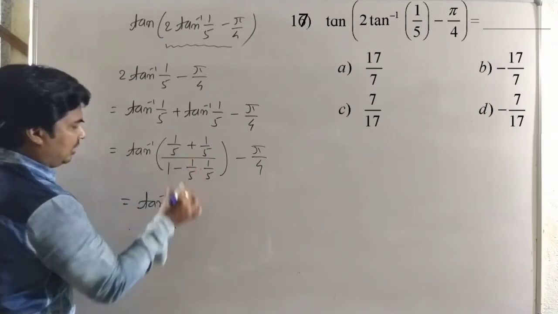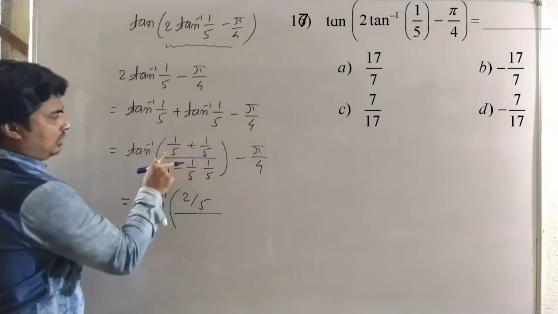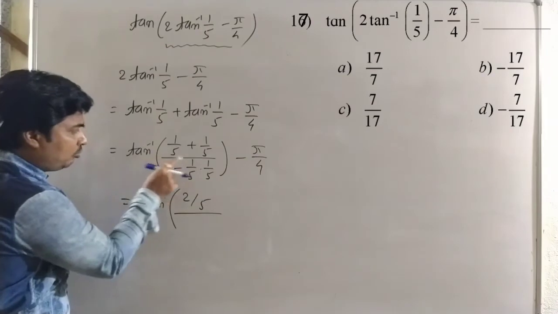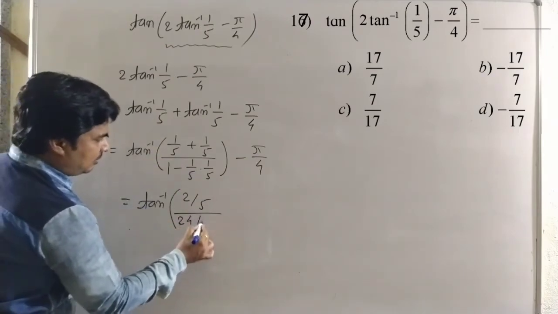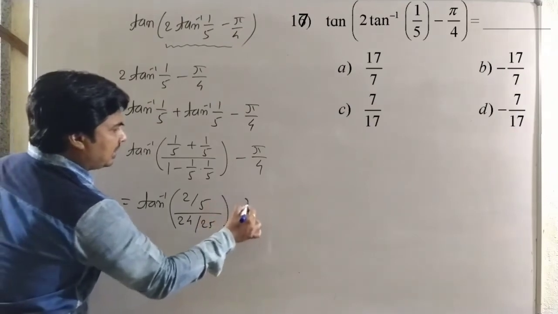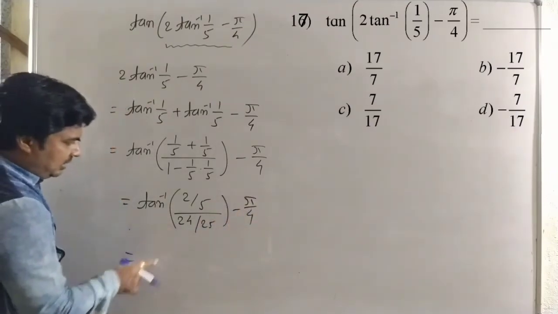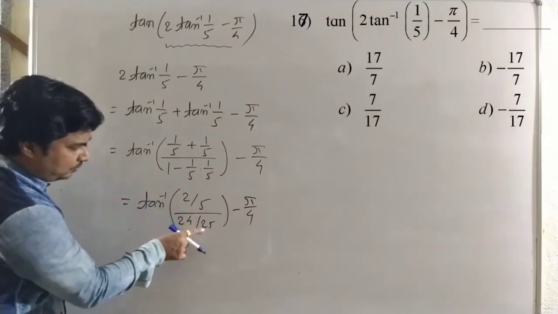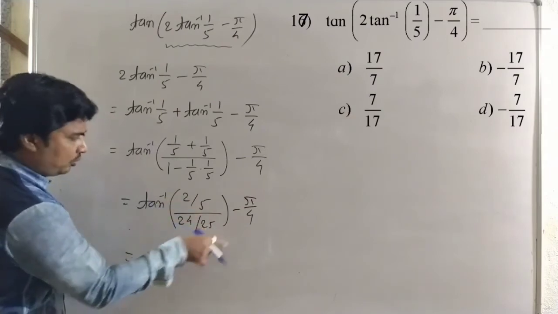Tan inverse of, in the numerator 2/5 plus 1/1, and in the denominator 1 minus 2/5 times 1, which is 1/25. So 25 minus 1 is 24 upon 25, minus pi by 4. Then 24 by 25 gives 12 by 5.